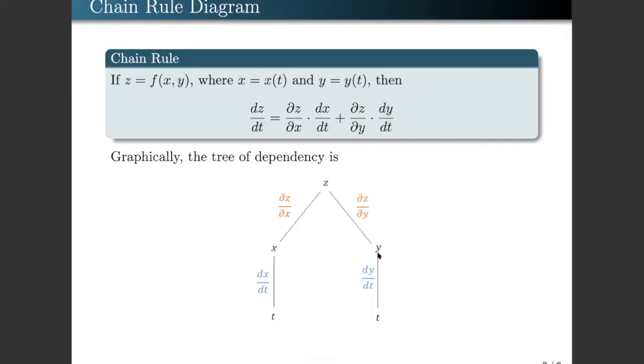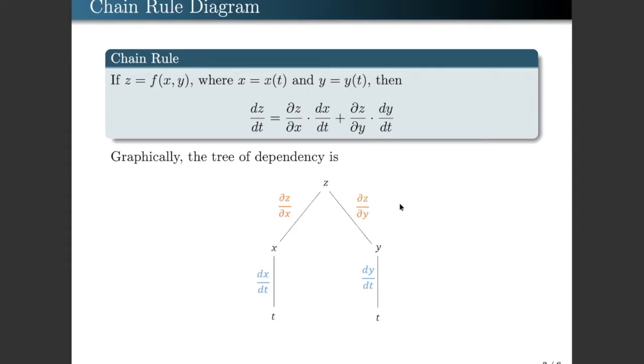Now, why are some of these partial derivatives while the others are just your usual derivatives? Remember that the usual derivative are for functions involving only one variable. So that's why there's a derivative of x with respect to t here, and there's a derivative of y with respect to t here. Now, partial derivatives are for functions of several variables. That's why we have partial derivatives here and here.